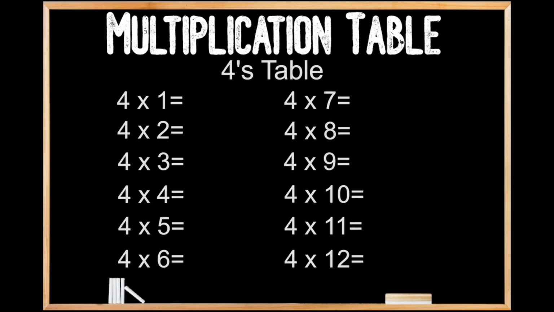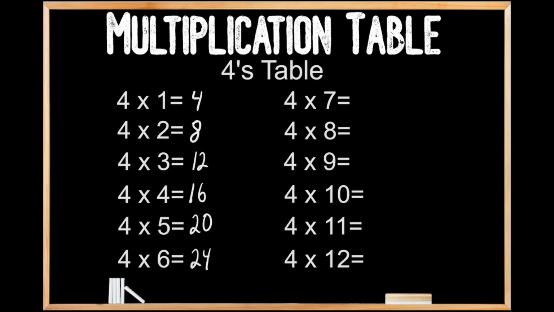Fours table. 4 times 1 is 4. 4 times 2 is 8. 4 times 3 is 12. 4 times 4 is 16. 4 times 5 is 20. 4 times 6 is 24.